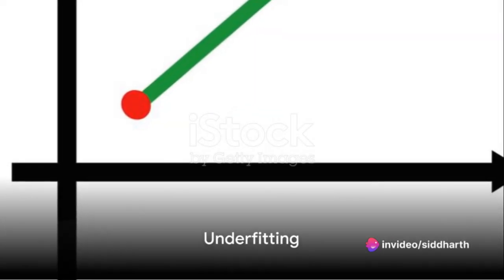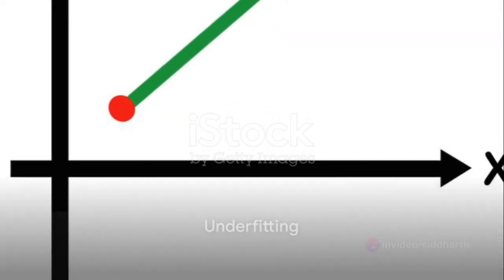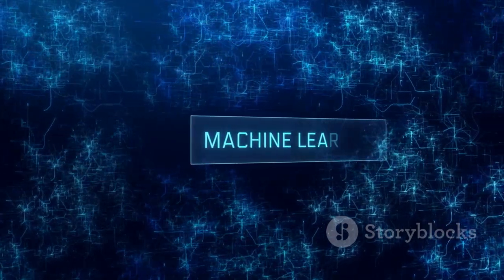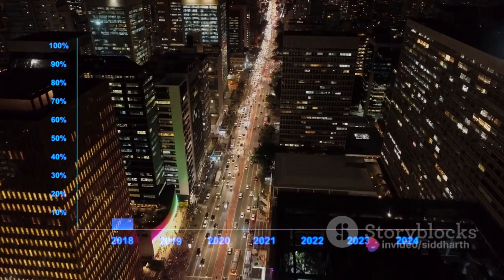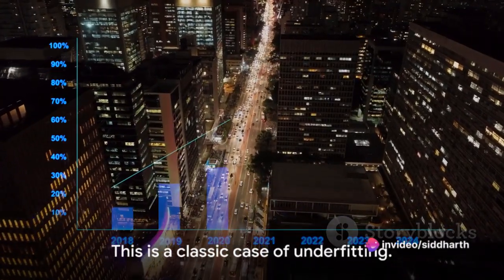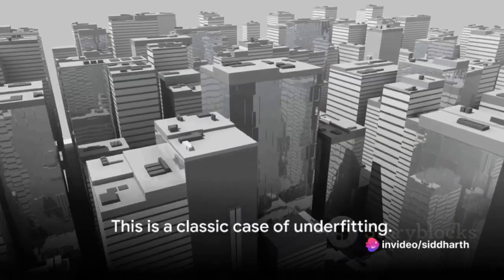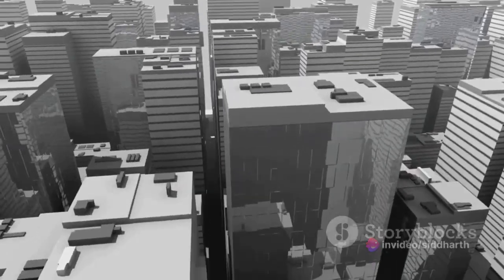Now picture a straight line running through the middle of these points. This line is our machine learning model. But oh no, it seems like our model is missing a lot of points. It's not capturing the complexity of our data. This is a classic case of underfitting. The model is too simple to capture the underlying relationship in the data.